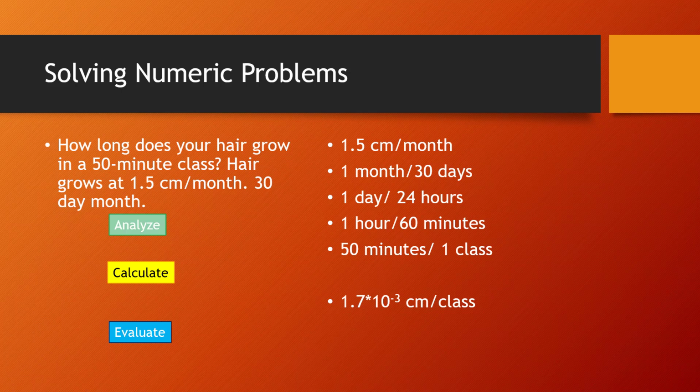So we can start calculating from here to say 1.5 centimeters per month. 1 month is 30 days, so the months cancel out. 1 day is 24 hours, so the days cancel out there, and you end up with centimeters per hour. Then you find out that 1 hour is 60 minutes. The hours cancel out, and you get centimeters per minute. Then you multiply by 50 minutes for one class, and the minutes cancel out, and you'll end up with how many centimeters per class. You notice that this is in scientific notation, which is something we will cover later.